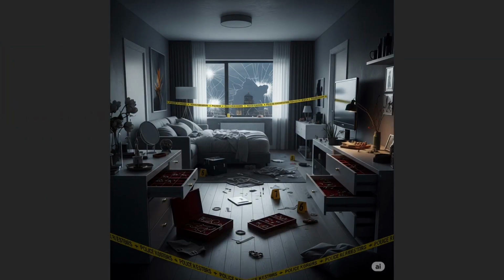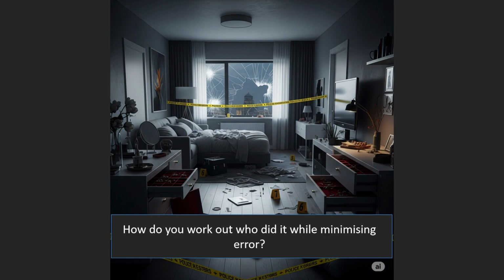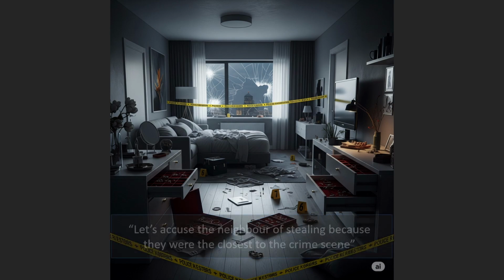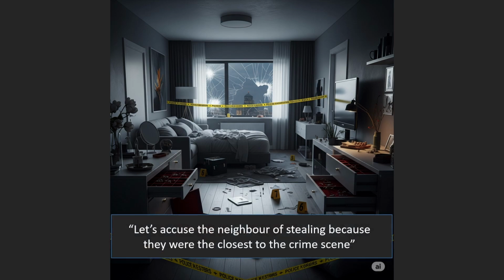So to give a real-world example of these logical fallacies, let's look at a crime scene. We use philosophical principles in crime scenes to minimize errors. Someone stole some jewelry from a house. You are at the crime scene and need to work out who stole the jewelry. How do you work out who did it while minimizing error? I'll show you some bad methodologies. Let's accuse the neighbor of stealing, because they were the closest to the crime scene. So this will be an argument from proximity, which is irrelevant to if they actually did it or not. The person closest to the crime scene didn't automatically steal it.